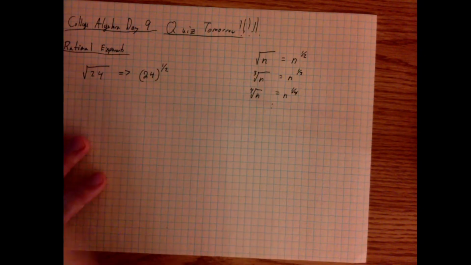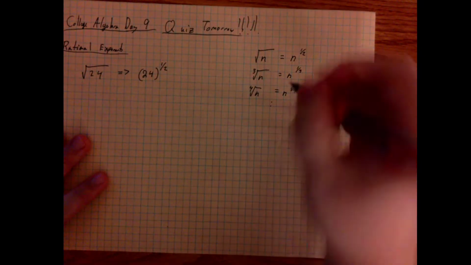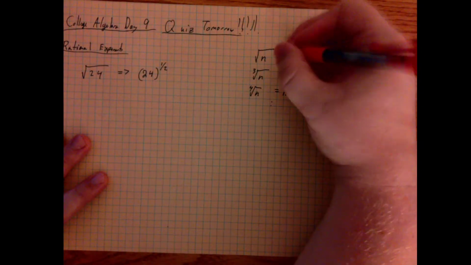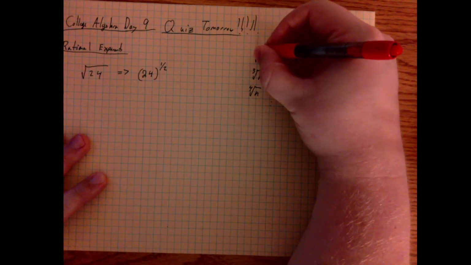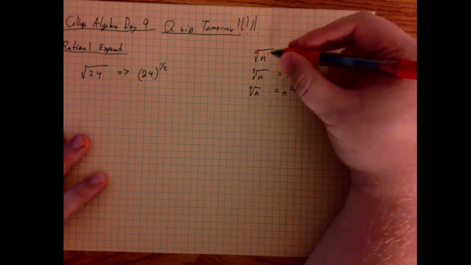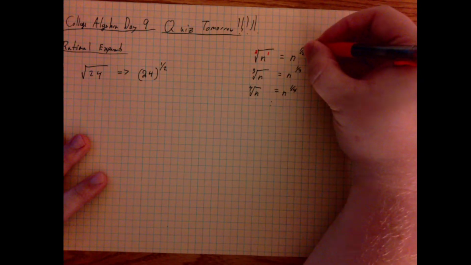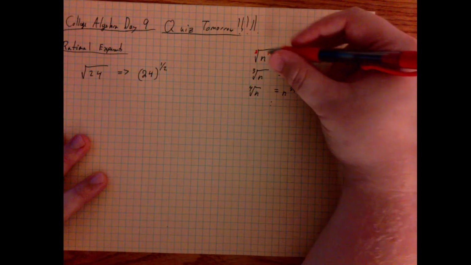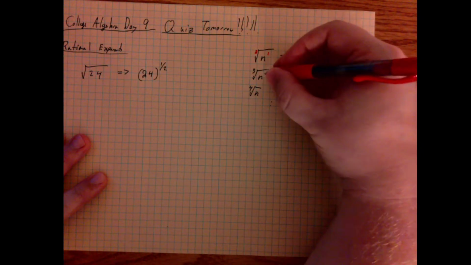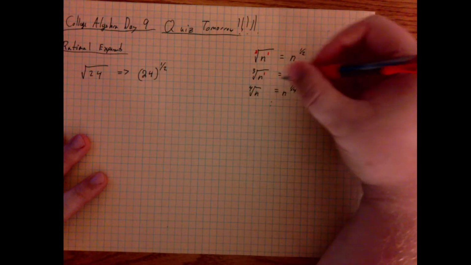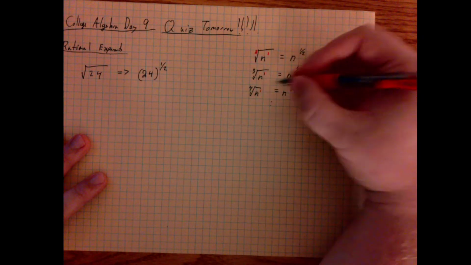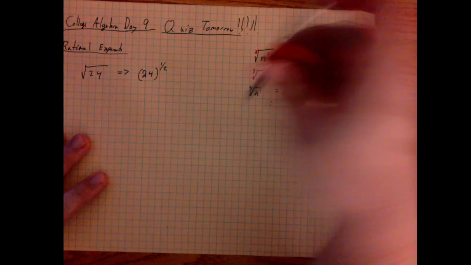Now, the reason why it's a 1/4 power, or a 1/3 power, or a 1/2 power is because the power on the n is a 1, and the power on the radical is a 2. To write this root, we do the power of the number, 1, divided by the power of the root, 2. The power of the number 1 divided by the power of the root 3. The power of the number 1 divided by the power of the root 4, so 1/4.